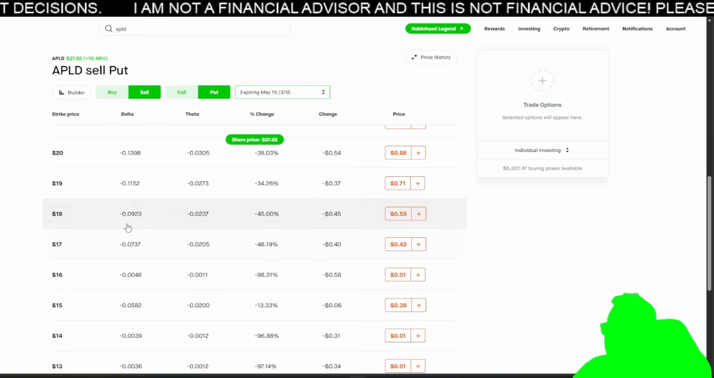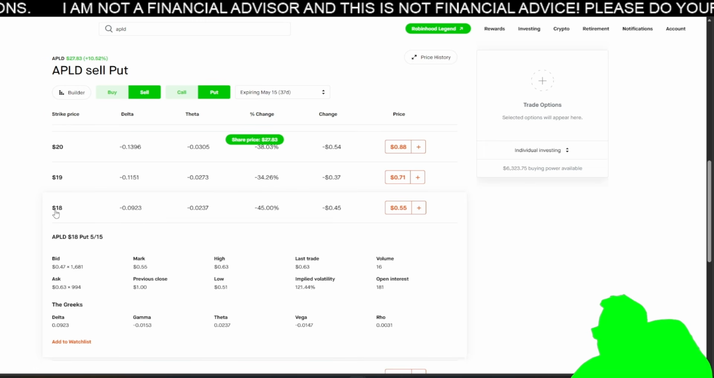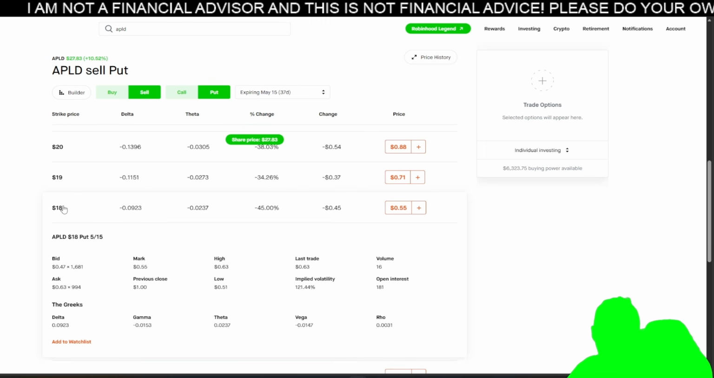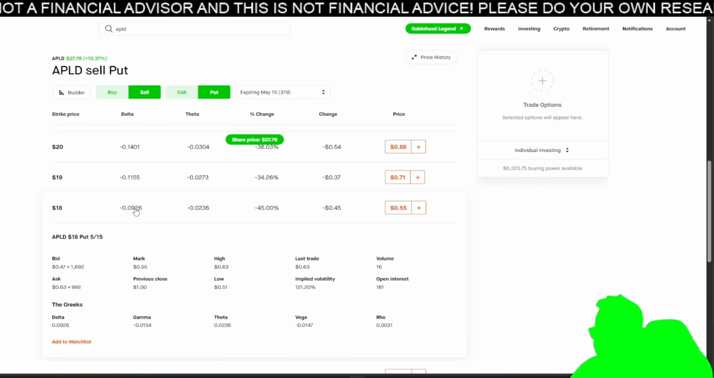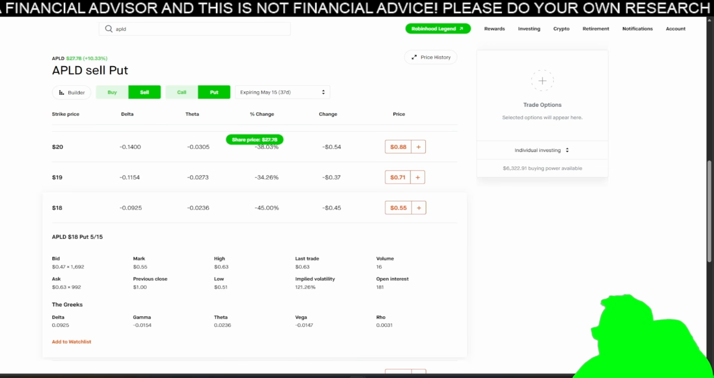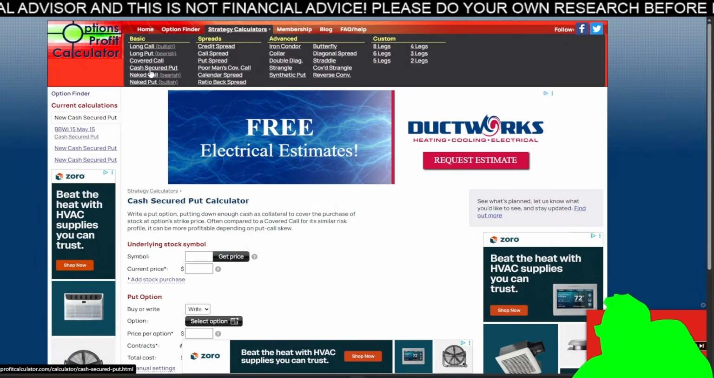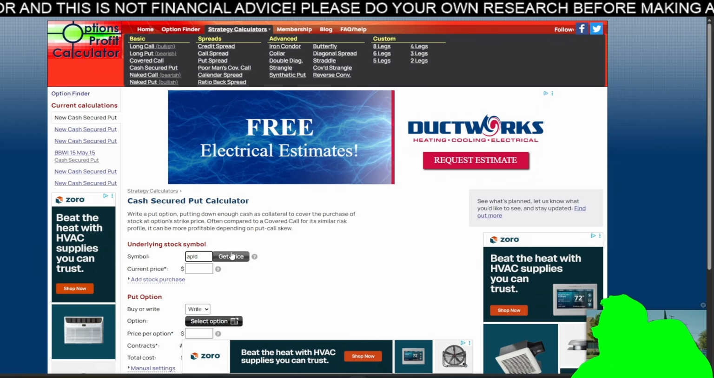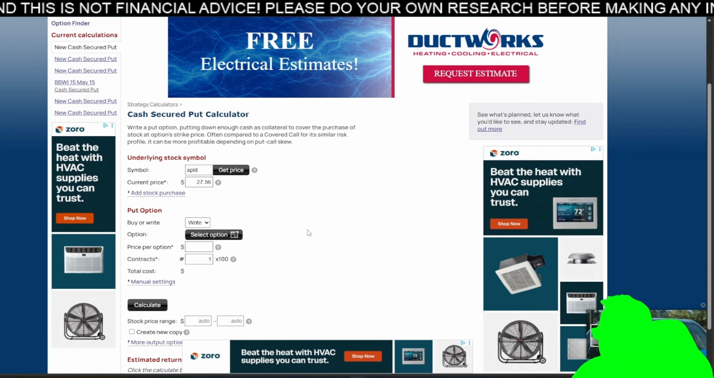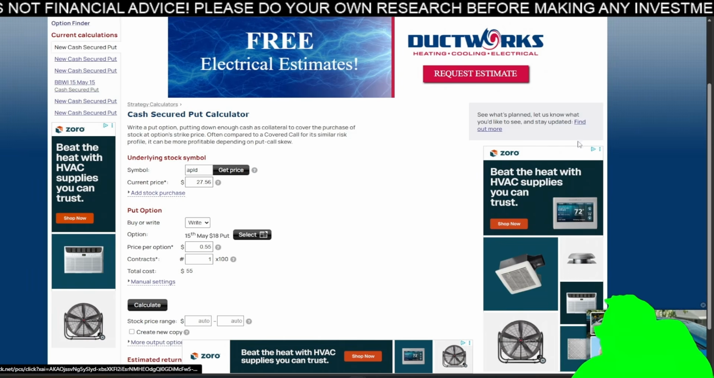I'll tell you the one that's really got my eye right now is this $18 one right here. $18 Applied Digital, which again, I just closed some positions out to hopefully open this one up. A 9 delta pays out $55. So if you take a look at the options profit calculator that we have here, I'll go into new cash secured put, go to APLD. And again, this is not financial advice, of course. May 15th, go to the $18 one here.